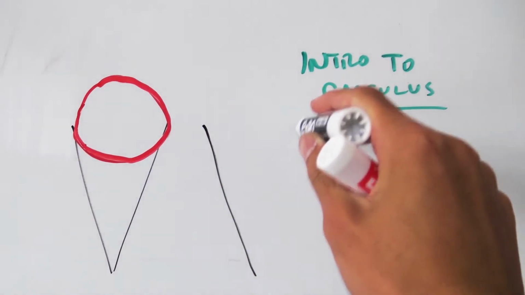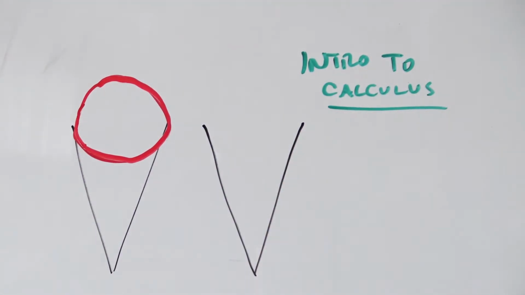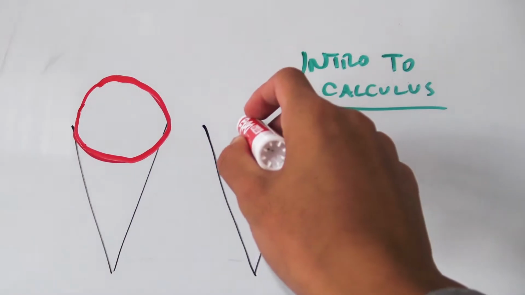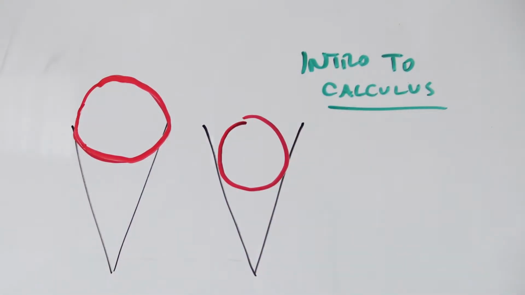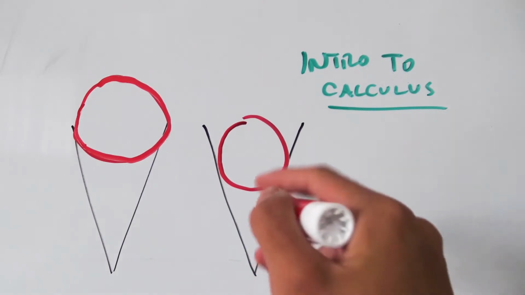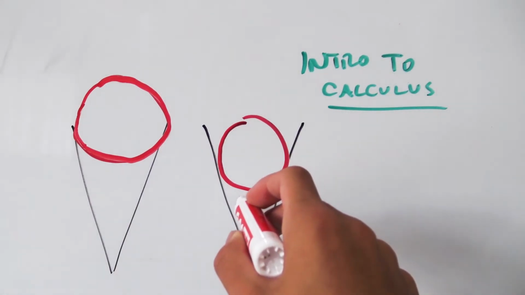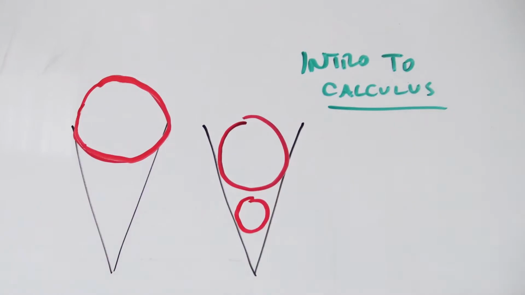Well, let's draw up another ice cream cone now. Let's draw up an identical ice cream cone. And now what happens if we make our scoop of ice cream a little bit smaller? Well, obviously, it's going to sit a bit lower in our ice cream cone. Okay, and what happens if we make our scoop of ice cream even smaller? Well, it's going to sit even lower in our ice cream cone.